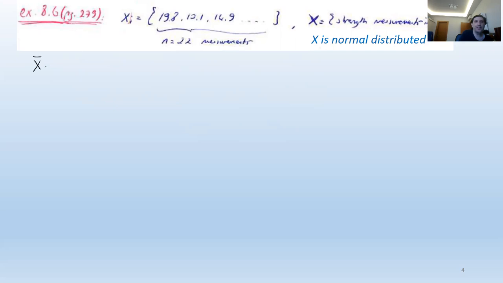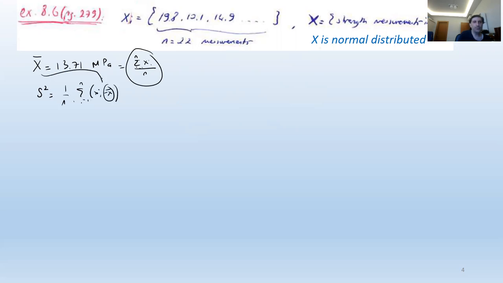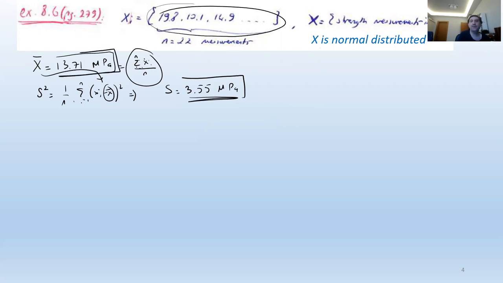What we do is determine the sample mean, and the sample mean here, I just copy from my notes, is 13.71 megapascal, determined by the sum of xi over n, from 1 to n. Then we also need to determine the sample variance, which is 1 over n minus 1 times the sum of xi minus x bar, squared, which I always forget. The S value, when you use this formulation and take the square root, gives the sample standard deviation, equal to 3.55 megapascal. Note that these two values are the information we obtain from this sample. We also know that we have 22 observations, measurements.